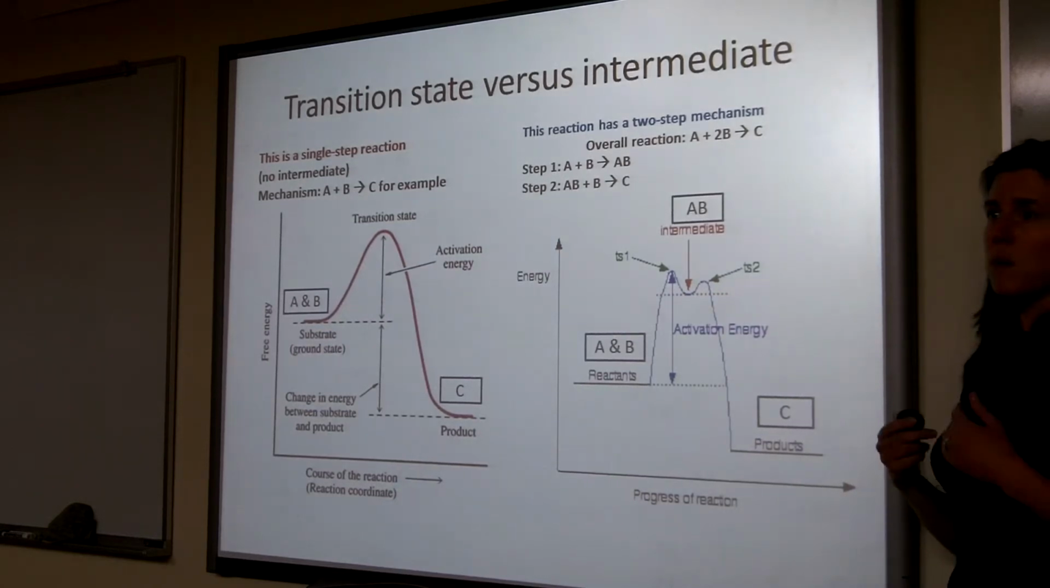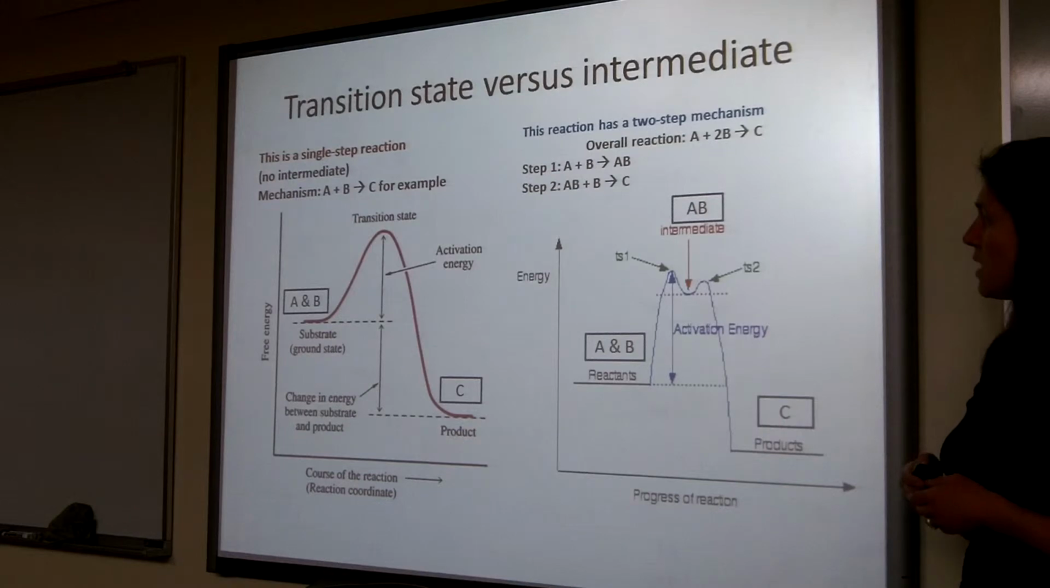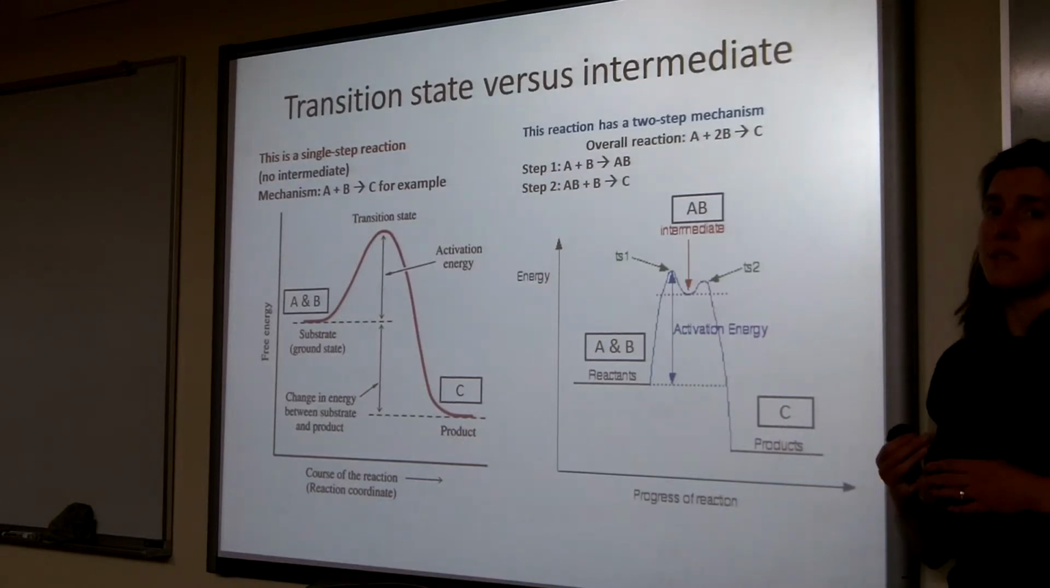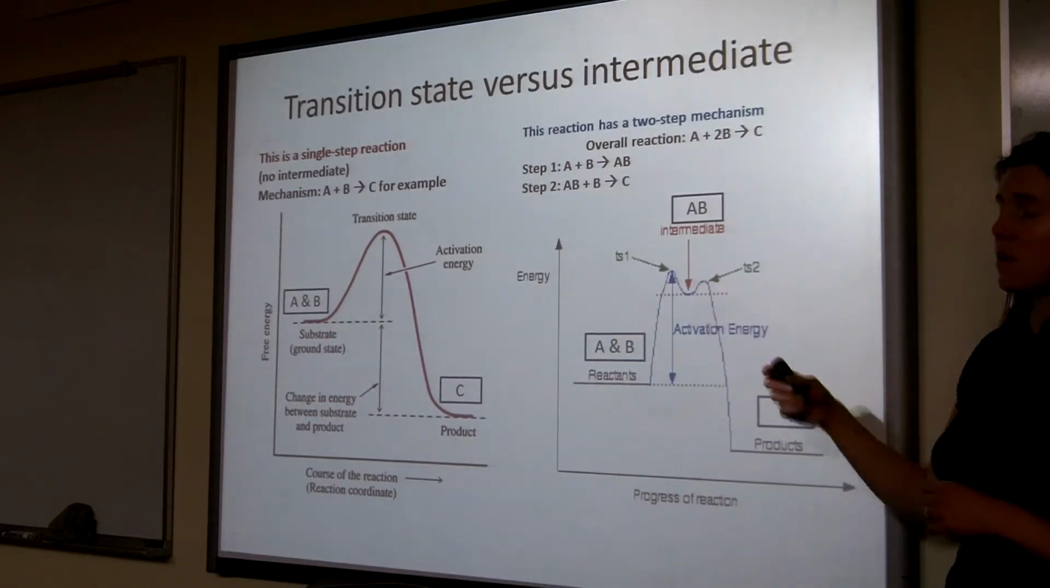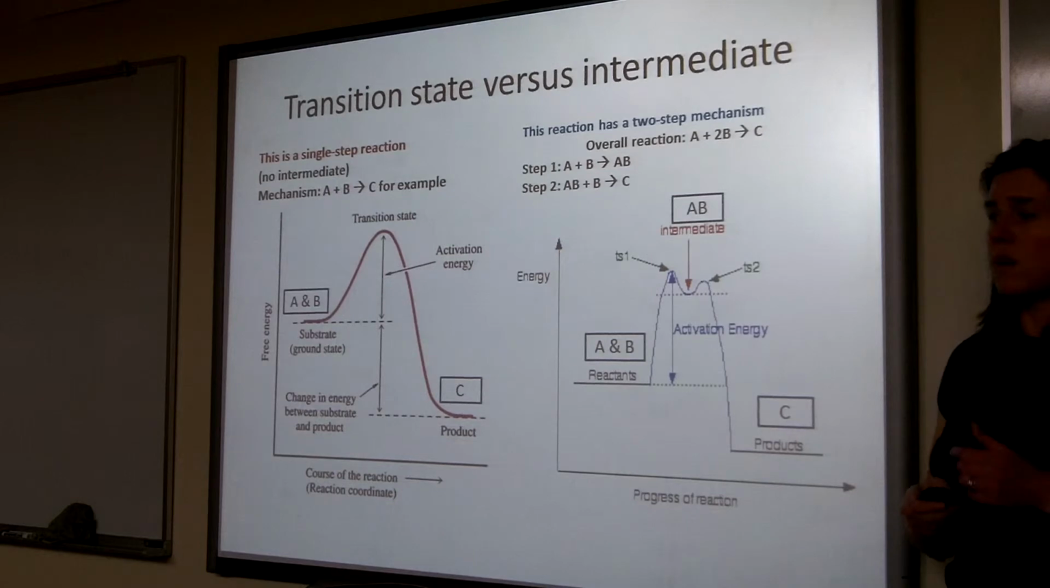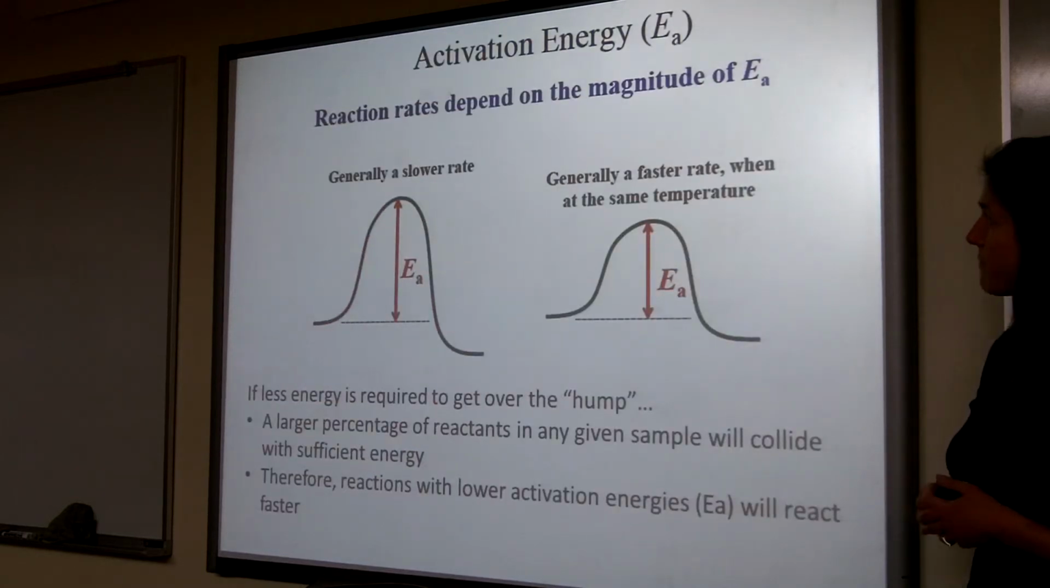So if we're thinking about rate laws and reaction mechanisms, this first step is going to be your slow step, because it has a greater activation energy. So it's going to occur slower. This second step looks like it's going to occur pretty fast, with a very small activation energy.